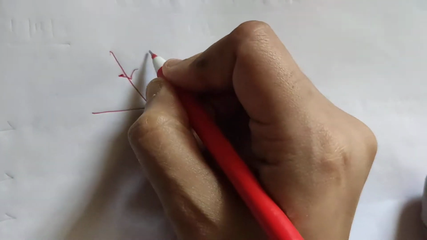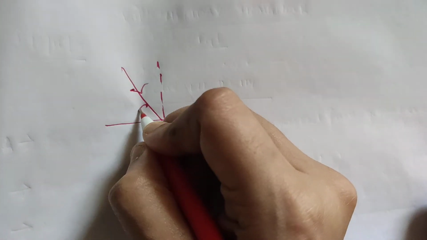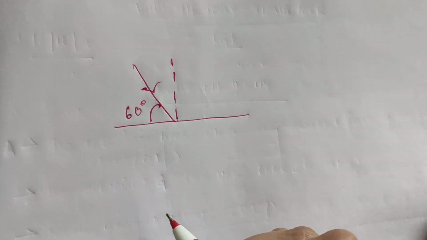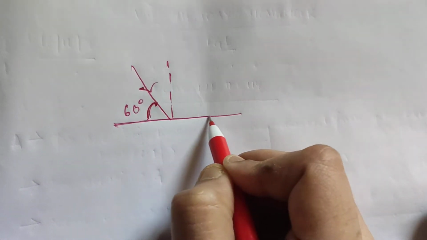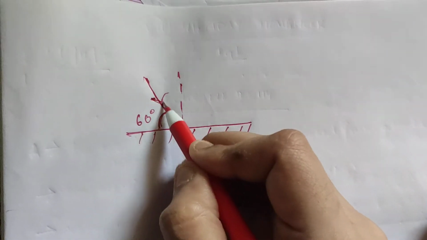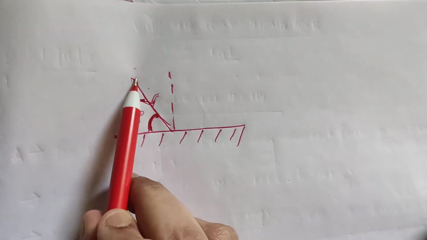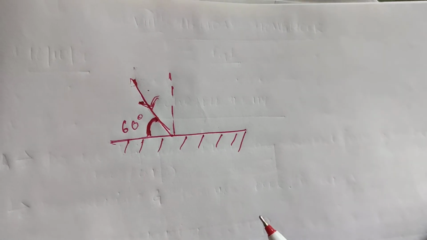Suppose this is the mirror. This is the incident ray falling and this is the normal at the point of incidence. So if I give you this is 60 degree, and I ask you, can you tell me the angle of incidence? You will quickly say, Miss, 60 degree. But this is wrong. What is this 60 degree? This is the mirror, a reflecting surface, and this is the incident ray. So this 60 degree is the angle between the incident ray and the mirror.